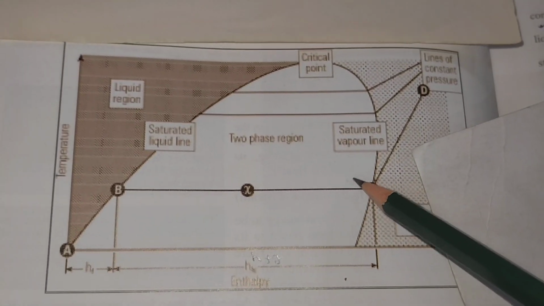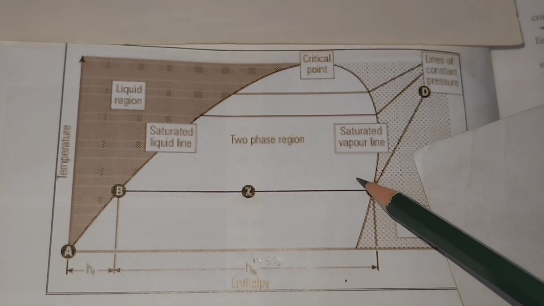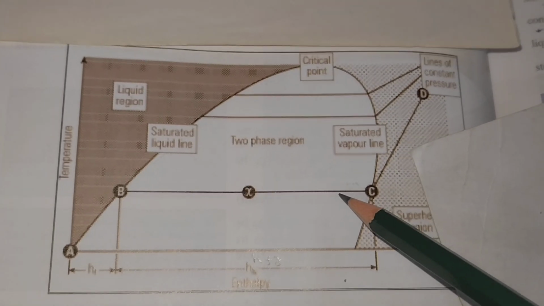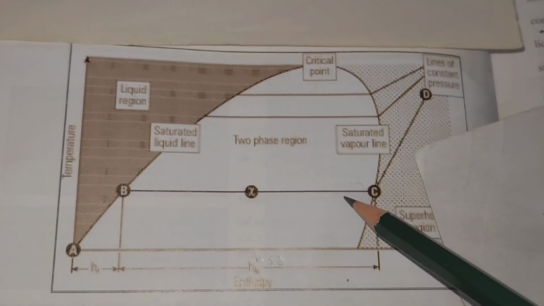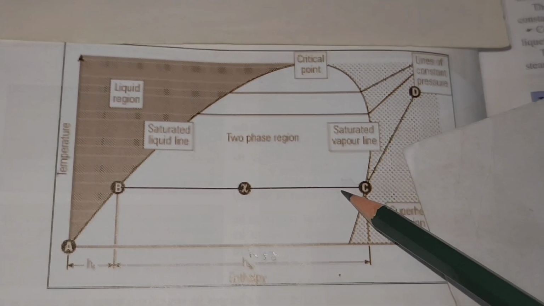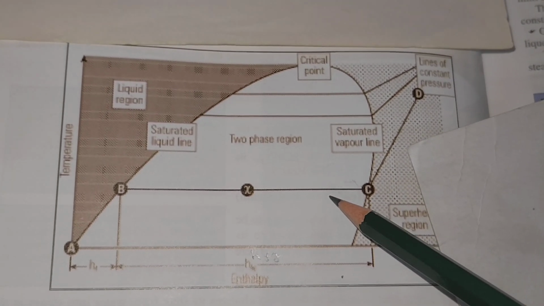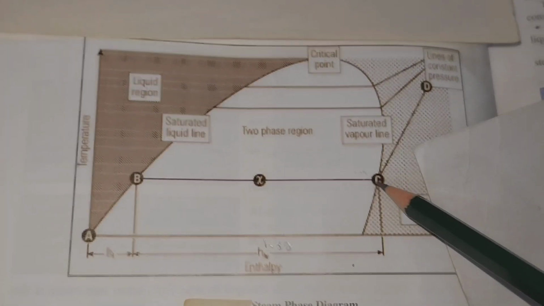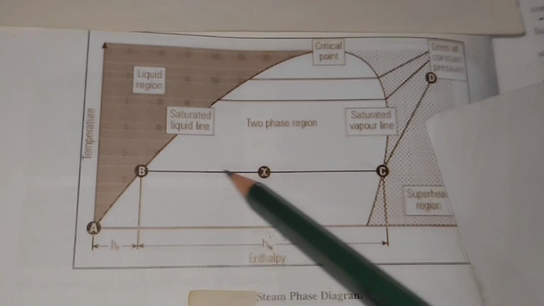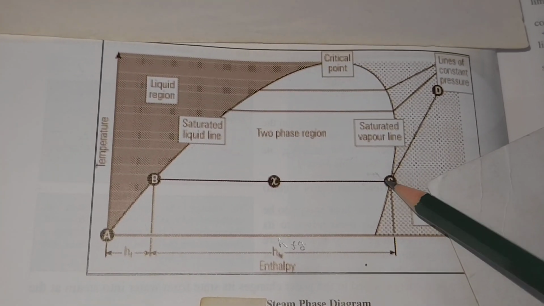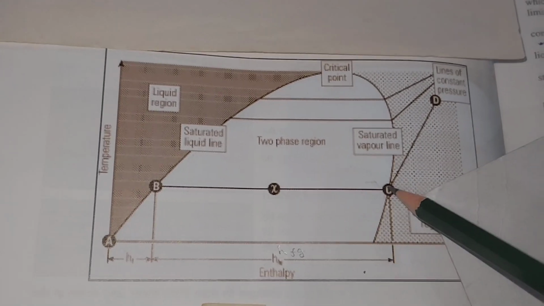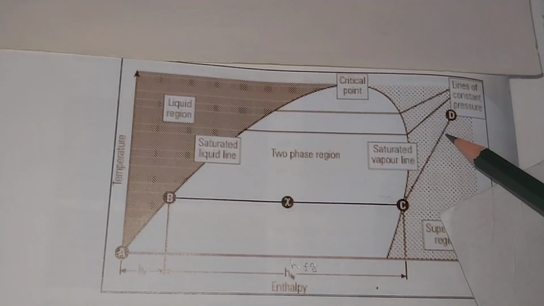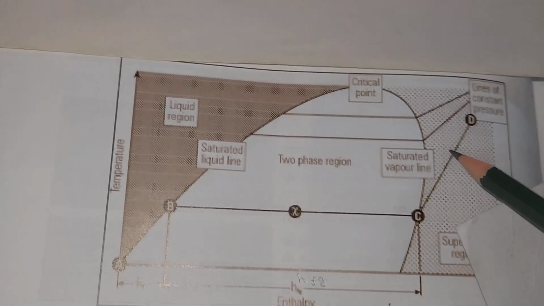Once it has received all of its enthalpy of evaporation, it reaches the saturated vapor line. If it continues to be heated after this point, the temperature of the steam will begin to rise. Superheat is imparted, that is from C to D. If the steam is heated after this point, it enters this region, from C to D, of superheated steam.